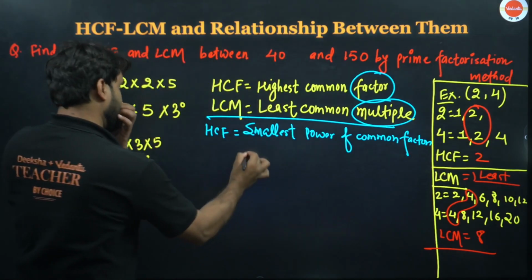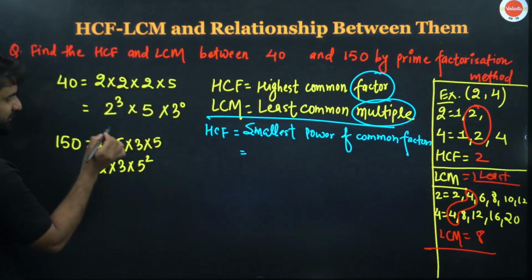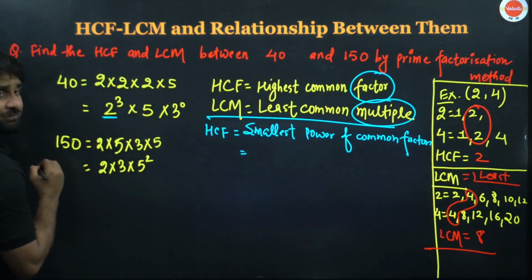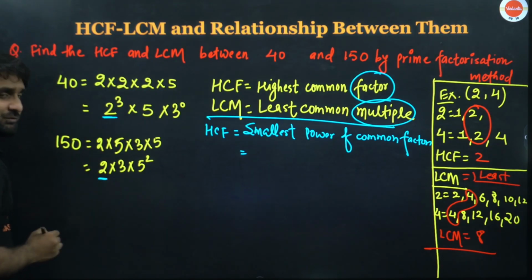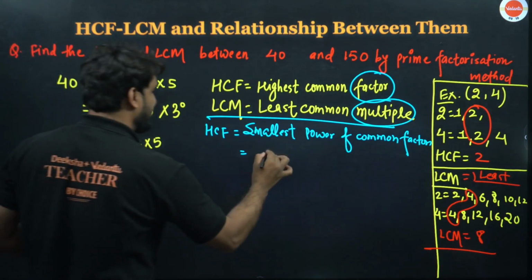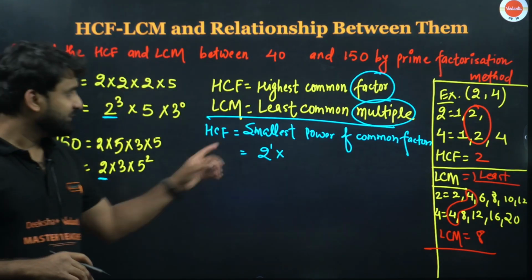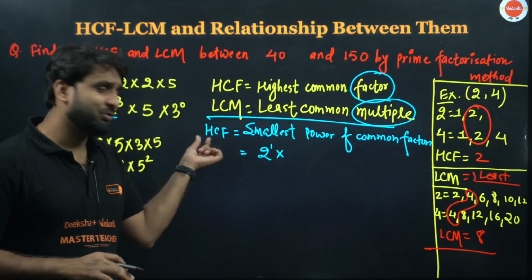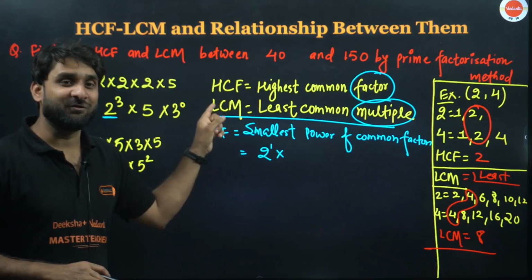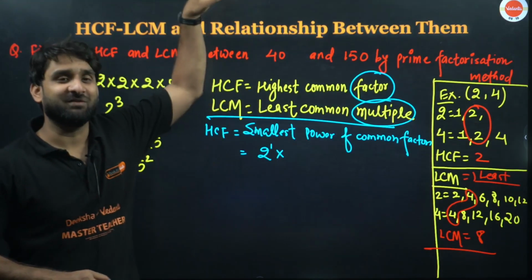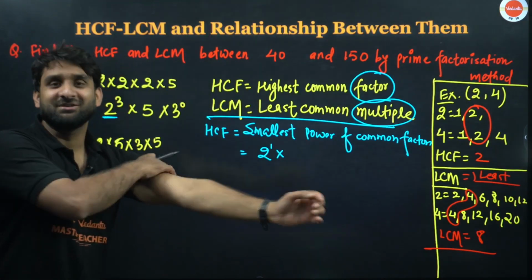So now what will be the smallest power? Let's select 2. So here 2 is 2 to power 3 and here 2 to power 1. So which will be considered? 2 to power 1, because we are calculating HCF. Smallest power. Just opposite. For highest, smallest power. But for lowest, least, the greatest power. For LCM, we have to take greatest power.